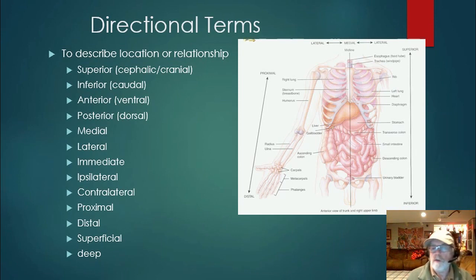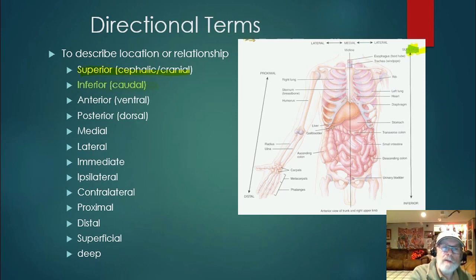Now, most of these words are paired. So if you know one, the other one means just the opposite, okay? Let's take the first one, superior, cephalic, and cranial. If we compare that to inferior or caudal, these two are opposites to each other. Superior means towards the top of the body.